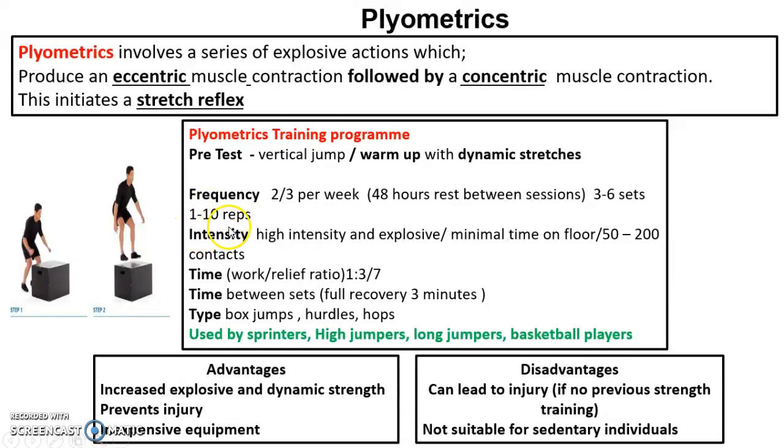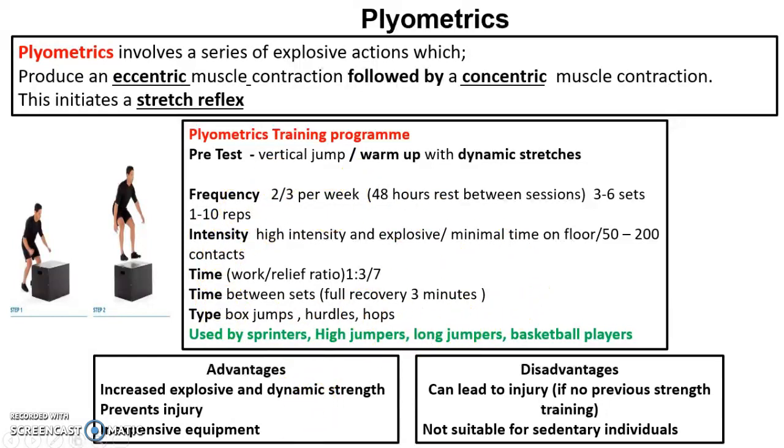Now, the key difference to this than any other strength training is the intensity. It's high intensity, but of course, because it's plyometrics, there are no weight-based parameters. There are no percentage of the 1 rep max. So your high intensity explosive actions with minimal time on the floor or minimal contact on the floor. So you explode up from the surface. It could be a box, and you're looking at 50 to 200 contacts. These are the key things you must make sure you've got in.